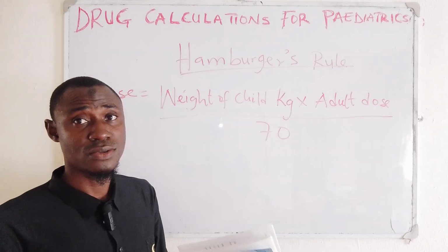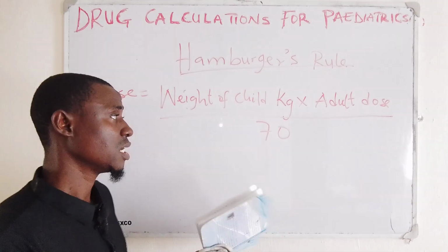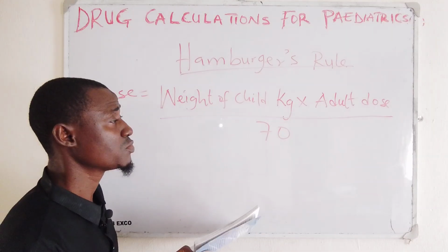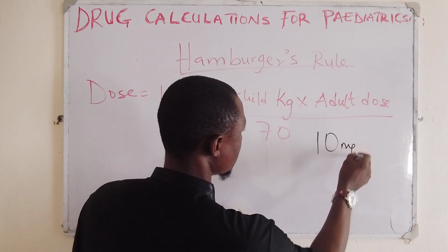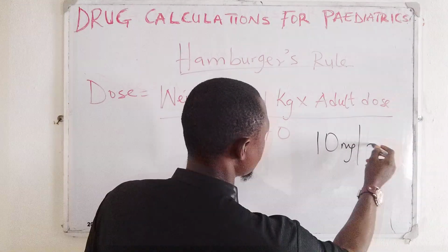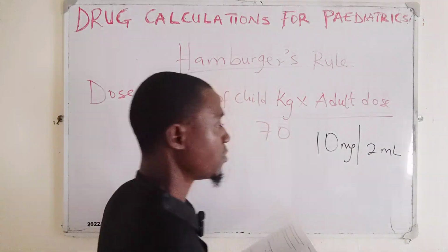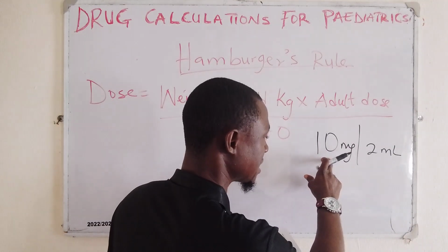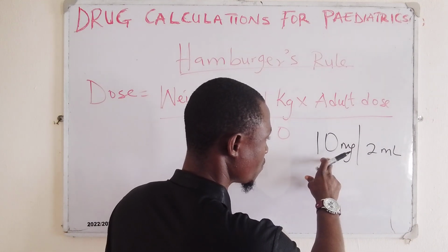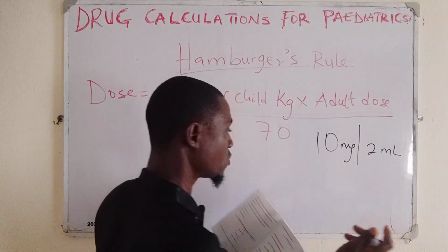Now, what we mean by the adult dose being 2 ml is that we are considering the adult dose to be 2 ml, which is the same as 10 milligram, because diazepam injection usually comes as 10 milligram in a 2 ml bottle, or the volume is 2 ml. So either we can use 10 as the dose for adult, or we use 2 ml.